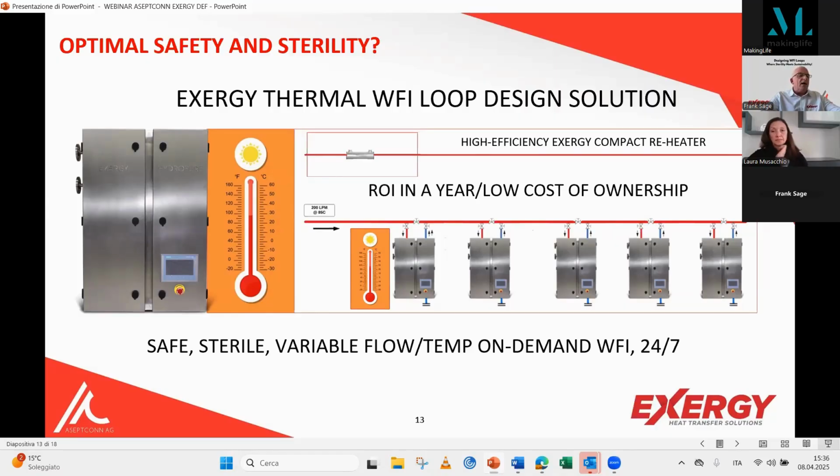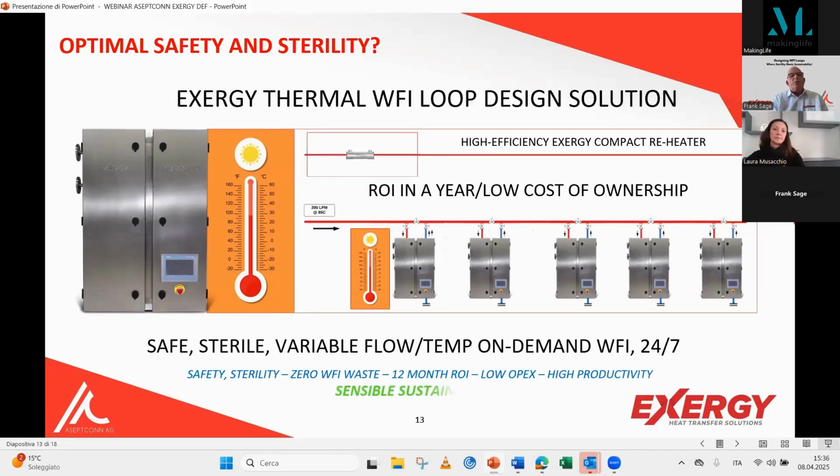We can deliver the metrics to demonstrate how we can save, not only in terms of waste, but pay for the cost of these systems typically within a year. And we're more than happy to do that. So again, we're able to deliver safe, sterile, variable flow and temperature, on-demand WFI 24/7.